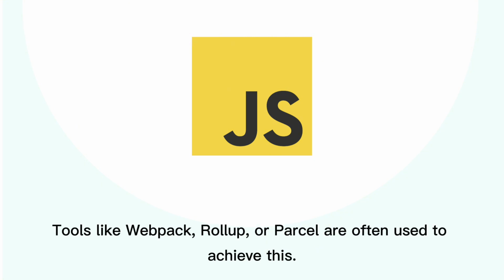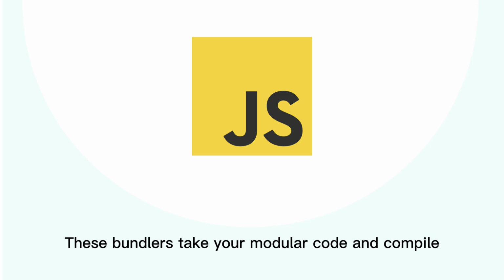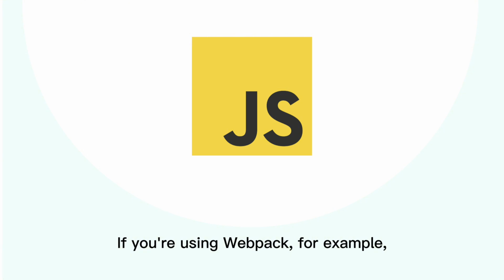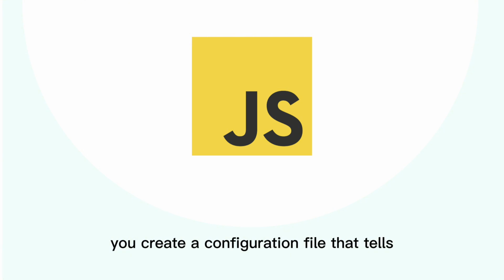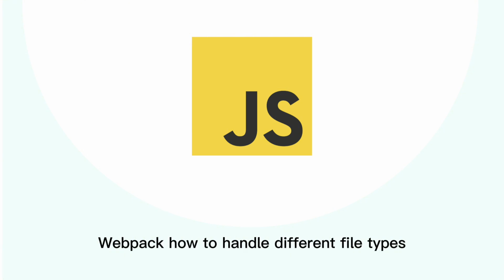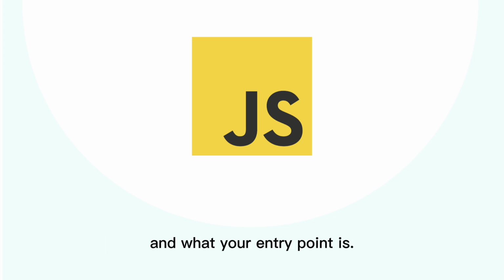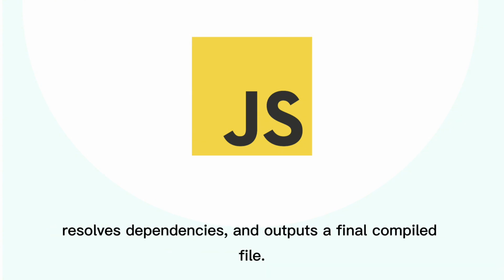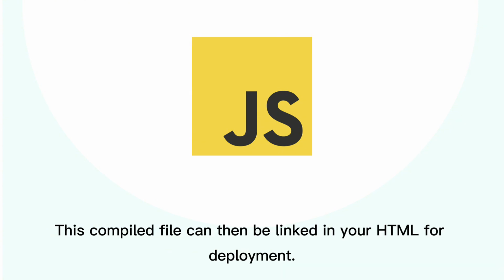Tools like Webpack, Rollup, or Parcel are often used to achieve this. These bundlers take your modular code and compile it into a format that browsers can efficiently run. If you're using Webpack, for example, you create a configuration file that tells Webpack how to handle different file types and what your entry point is. Once configured, running the build command processes all your module files, resolves dependencies, and outputs a final compiled file. This compiled file can then be linked in your HTML for deployment.